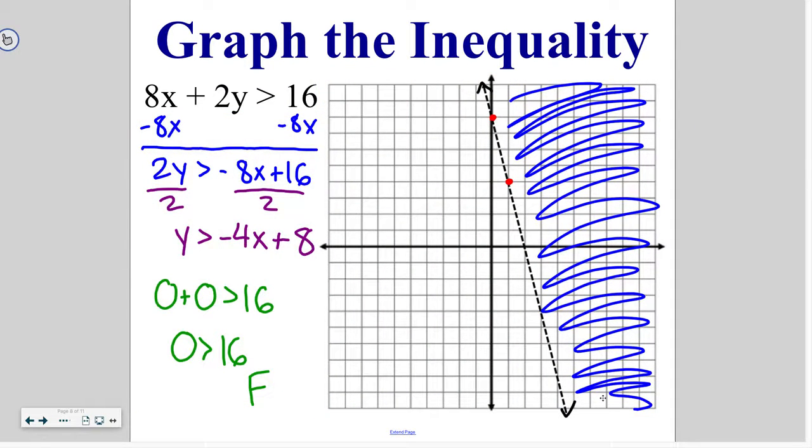So you get an equation of y is greater than negative 4x plus 8, starting at 8, going down 4 and right 1, and graphing with a dashed line because there is no equal to part. Plugging zeros in for the original we've got 0 plus 0 is greater than 16. That is a false statement, so you are shading on the right side of that line.